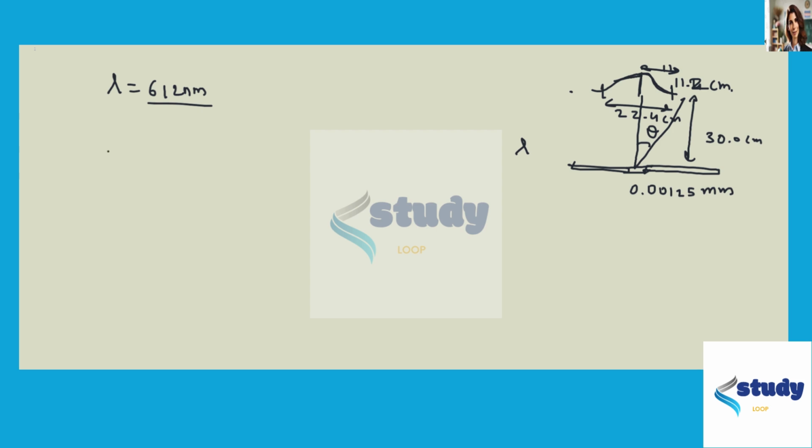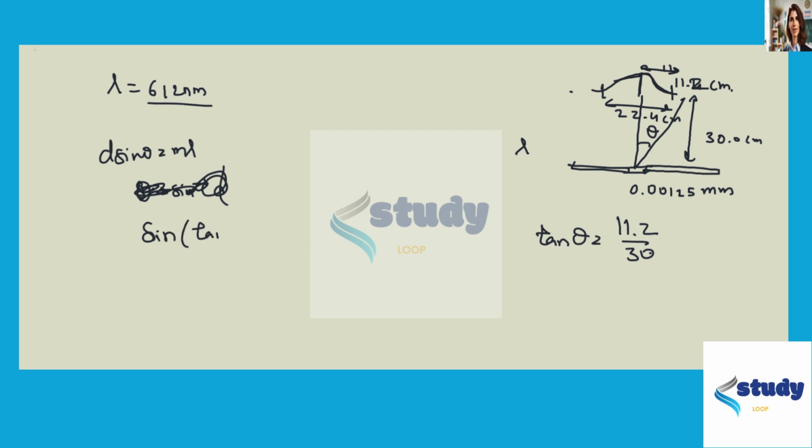corresponds to d sine theta equal to m lambda, where m is 1. So theta is sine inverse of... Before we go ahead, now we know that tan theta is equal to 11.2 by 30. So sine theta is simply sine of tan inverse of 11.2 by 30.